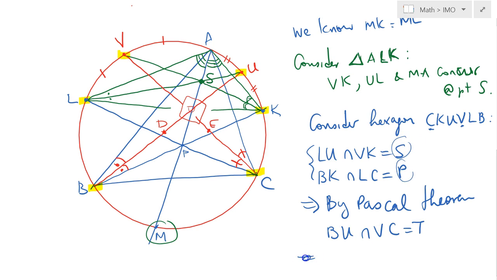So S, P, and T are collinear. But that is exactly what was needed to be shown. We have now proved that these two lines meet on AP, because S and P are on the line AP, and we have basically proven that BD, CE, and AP all concur at this point in the middle by Pascal's theorem, and we're done.